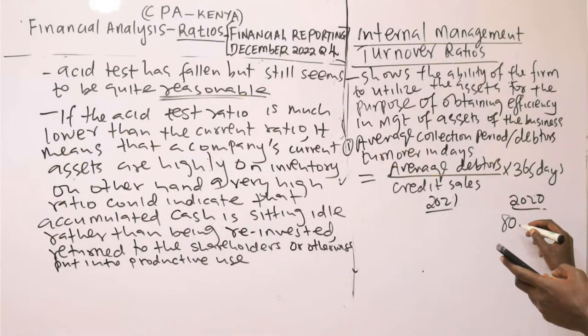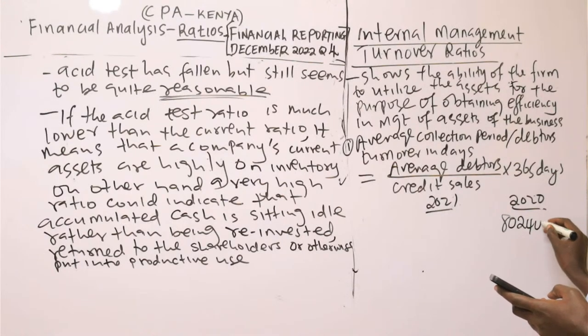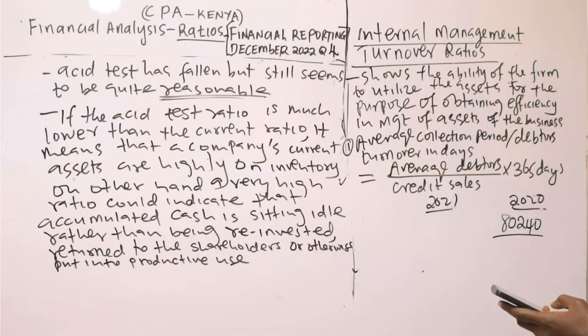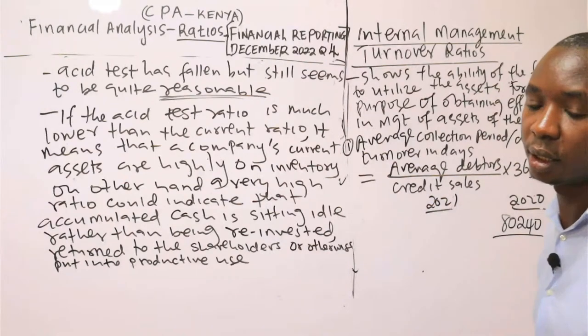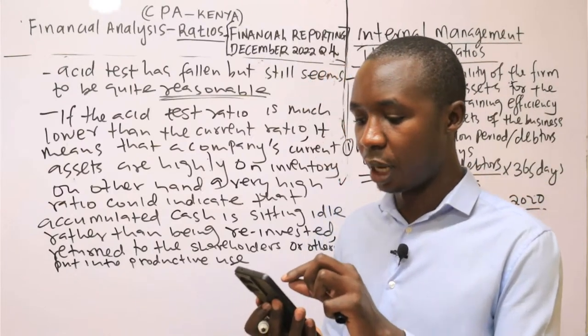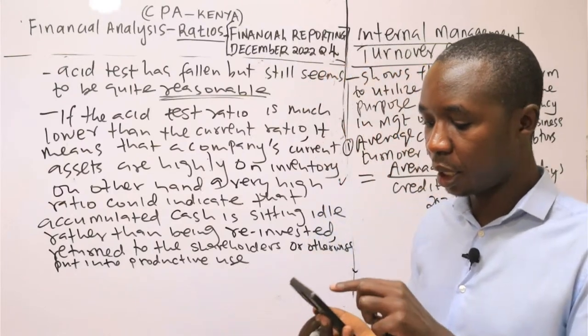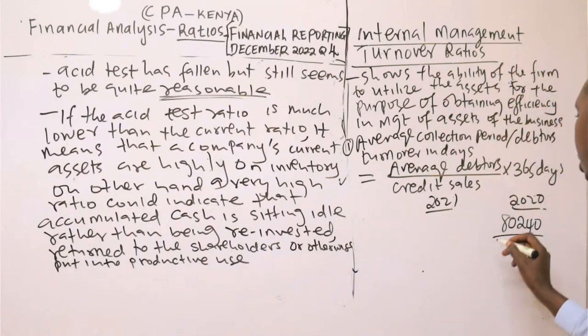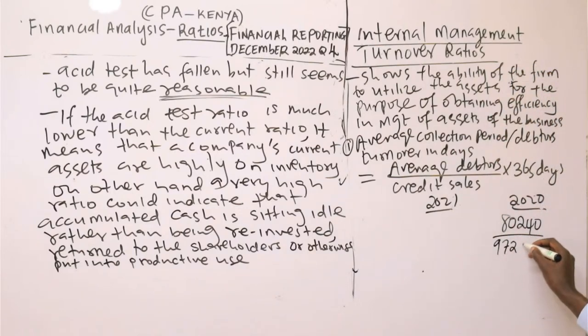80,040 divided by what? You divide with the credit sales. So the sales which we have there, we assume it's on credit, the 972,600, times 365.